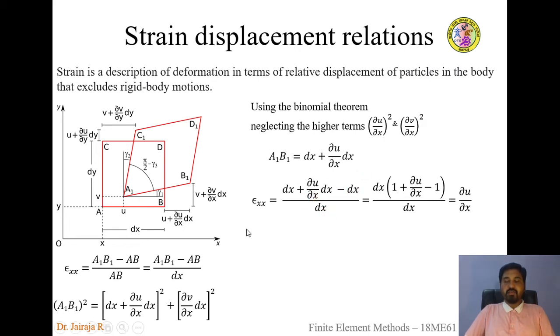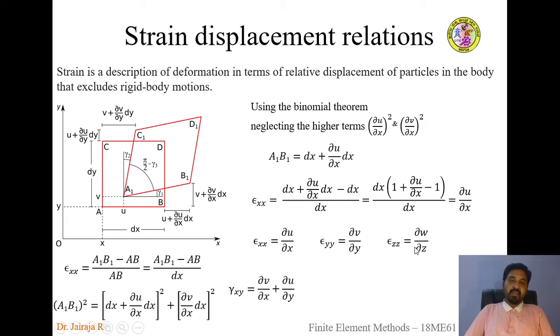If you solve this, epsilon xx, the strain along x direction, can be represented by dou u divided by dou x. If you differentiate u with respect to x, we can obtain the strain along xx. Similarly, we can obtain epsilon yy, the strain along y direction, by differentiating v with respect to y. So epsilon yy is equal to dou v divided by dou y. Similarly, strain in z direction can be obtained by differentiating w with respect to z. So epsilon zz is equal to dou w divided by dou z.